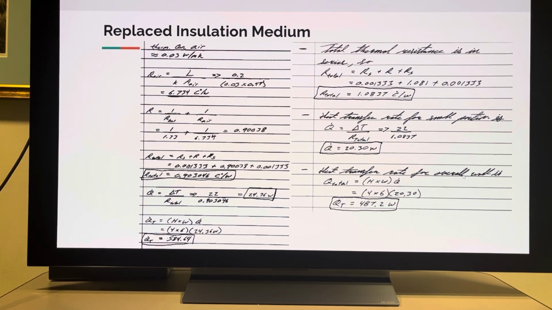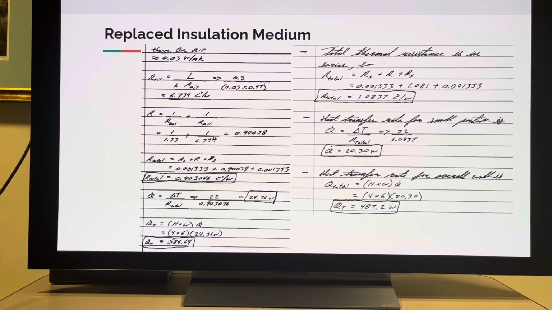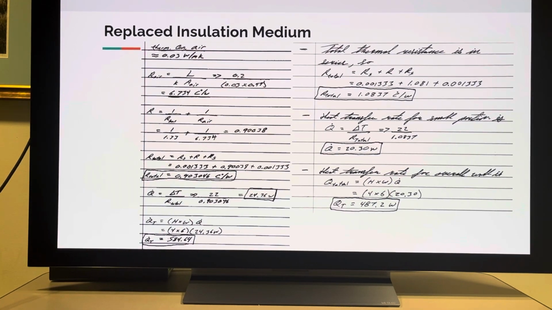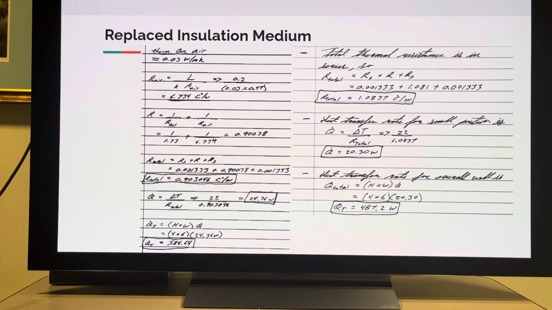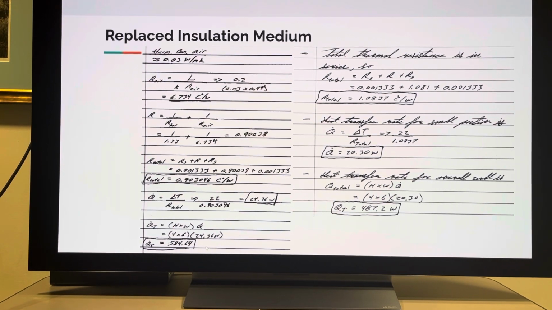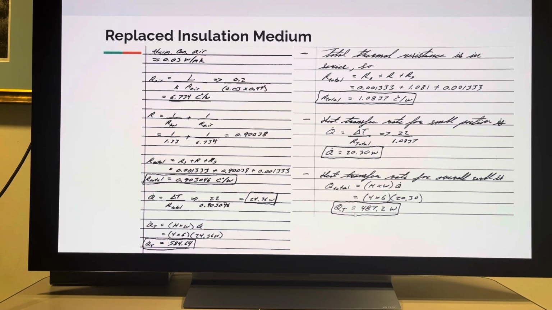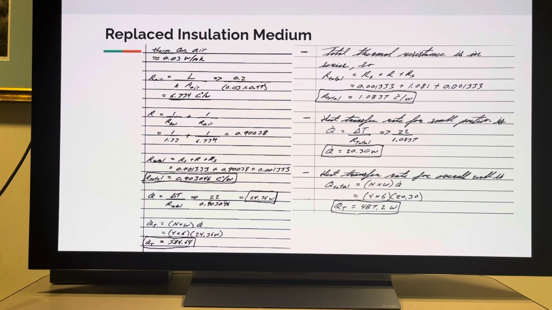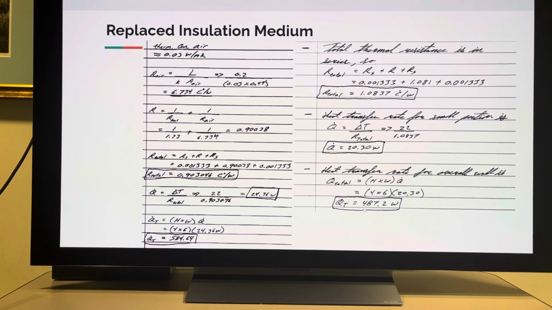Replaced insulation medium. Here I replaced the insulation medium with air. Air has a thermal conductivity of 0.03, and that gives us a total heat transfer rate of 584.64, which compared to our heat transfer rate of our fiberglass of 487.2, is about 100 watts higher.